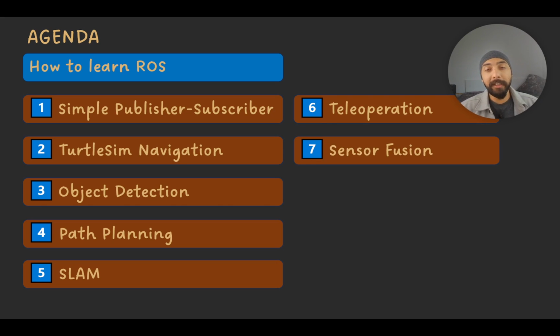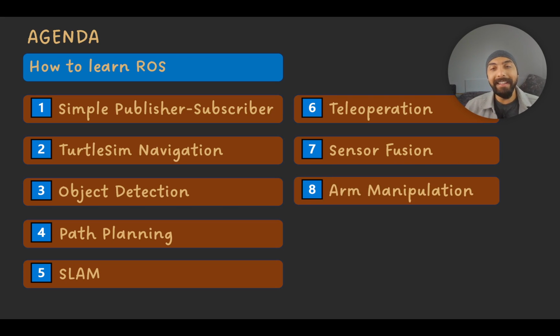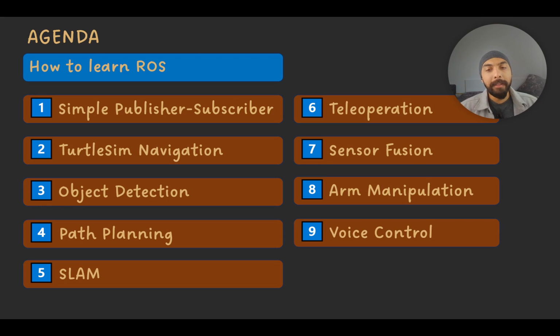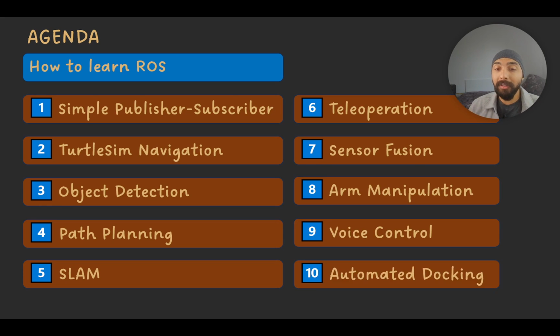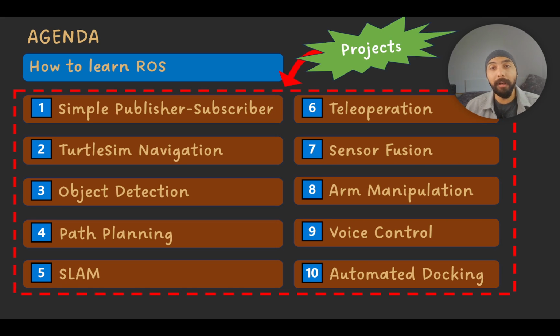The seventh project involves learning and dealing with sensor fusion. And the eighth project involves controlling a manipulator arm. This is followed by voice control and automated docking. So these are 10 projects that I would be talking about in this video. So stay tuned for that.